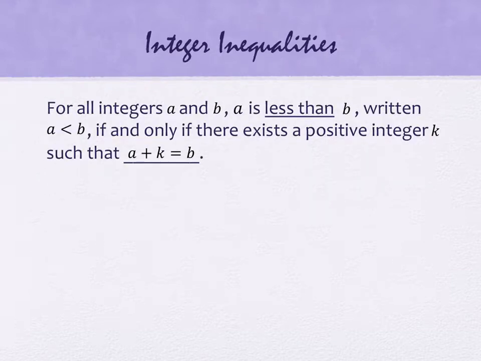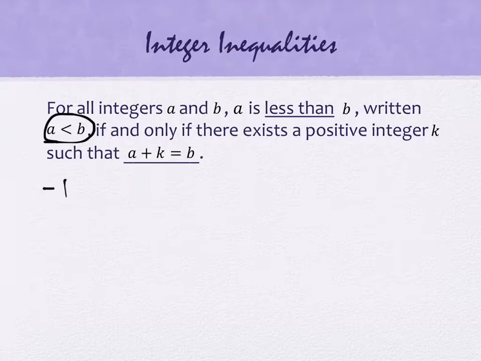Inequalities. For all integers a and b, a is less than b, written this way, if and only if there exists a positive integer k such that a plus k is equal to b. And I hope by now you are feeling like, I think I've seen that before, because you have. You saw this same definition before, but with whole numbers. Didn't change at all. So what is different? Well, we can use integers here that are negative.